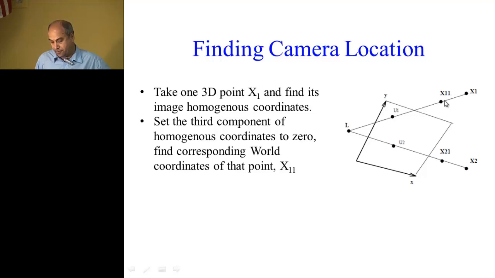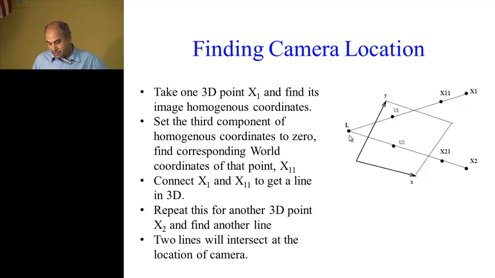Then we'll take another 3D point, which is X2. Its image is here. Again, we play this trick, make the third element zero, and find its corresponding 3D point, which is X21. Then we intersect these two and we find the location of the camera. It's very simple.